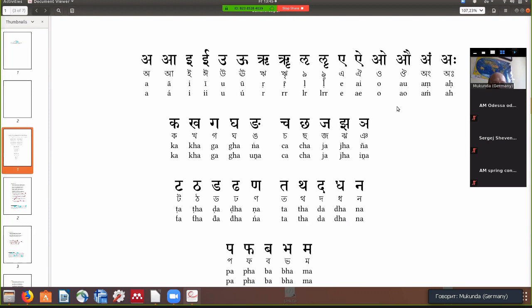Then E, AI, O, and AU are considered the diphthongs. Diphthong, like a combination of more than one vowel.